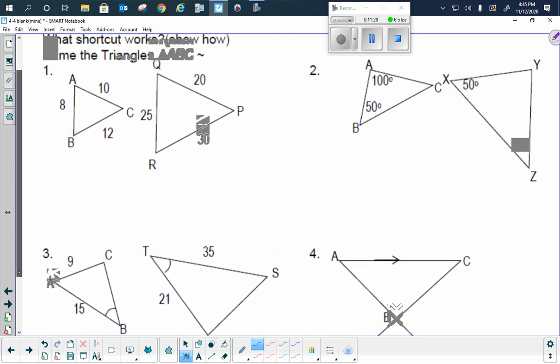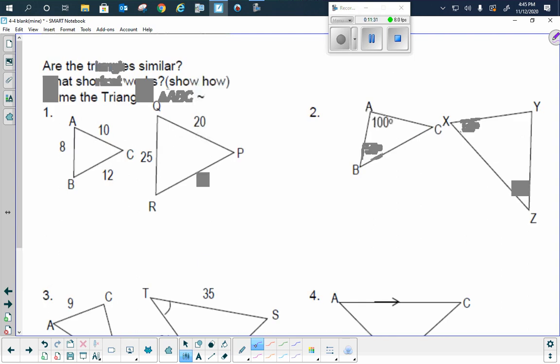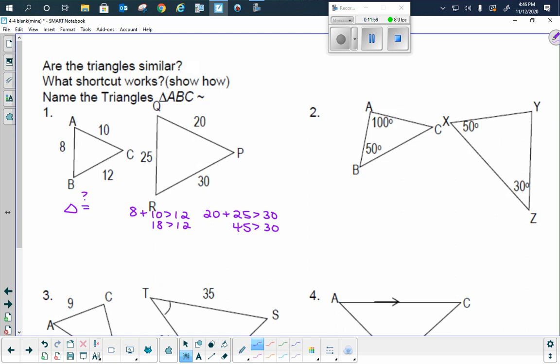First things first. On number 1, are these triangles? Okay, so you should at least be thinking quickly: 8 plus 10, the two smallest sides, have to be greater than the largest. So 18 is greater than 12. Likewise, you would be checking that 20 plus 25 is greater than 30. 45 is greater than 30. Okay, so that's a check. That means we're going to say, yep, they're triangles. There's nothing wrong with them.